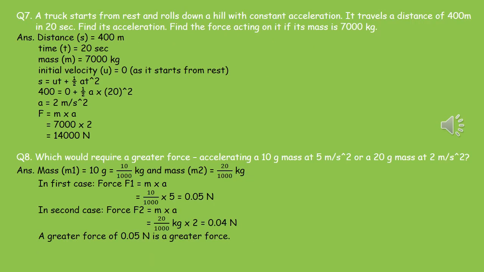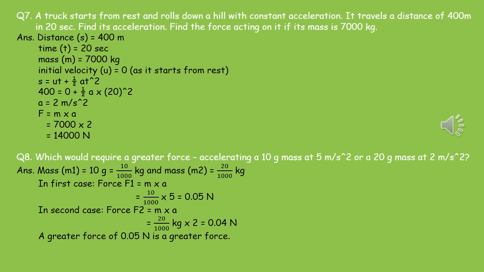Now we are moving to the 7th question. A truck starts from rest and rolls down a hill with constant acceleration. It travels a distance of 400 meters in 20 seconds. Find its acceleration. Find the force acting on it if its mass is 7000 kg.